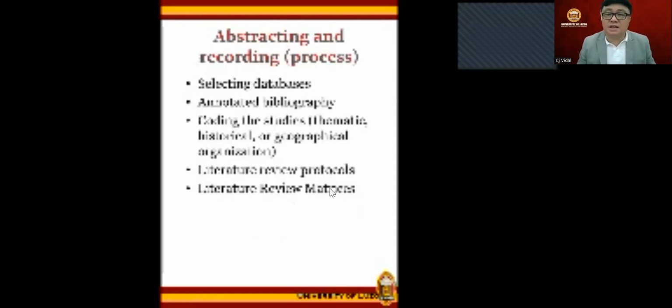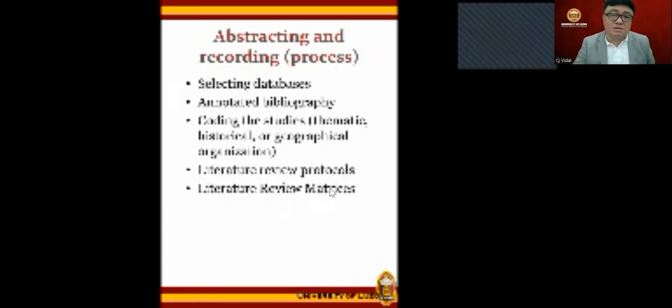Please remember, abstracting and recording is part of the process, which will involve, number one, selecting databases. So it is very critical to also assess the database that you will have for purposes of sourcing literature, whether data or non-data materials.